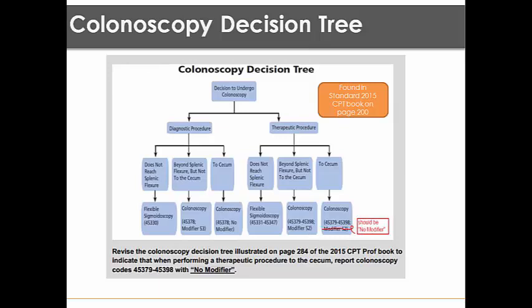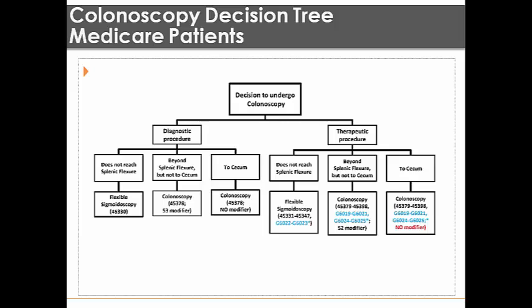Just real quick, also, this decision tree is just for Medicare patients where G codes are used. Same scenario, just for G codes.